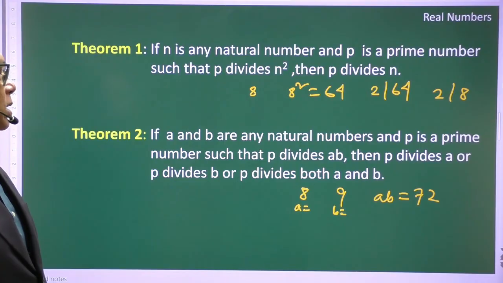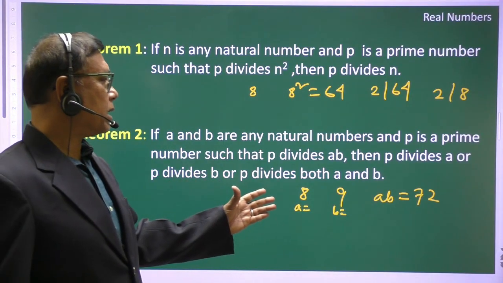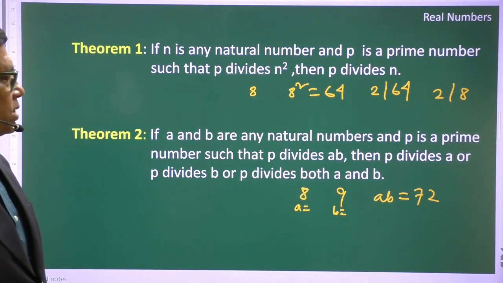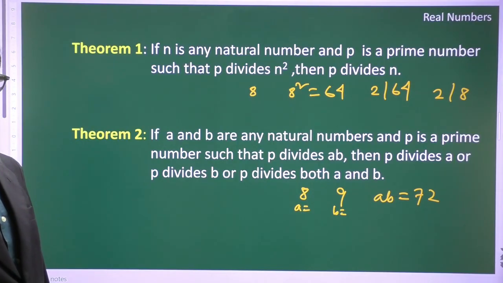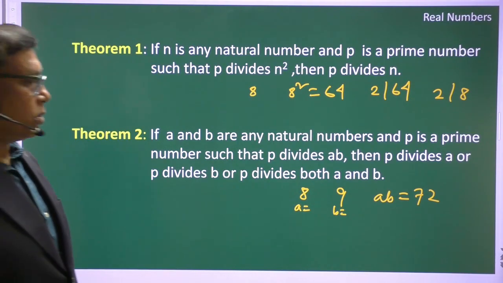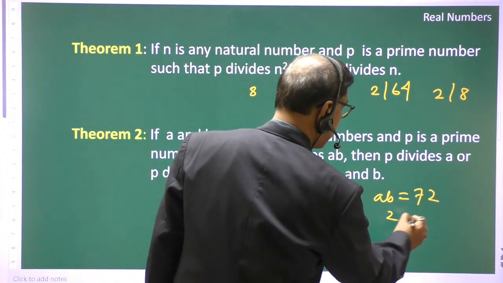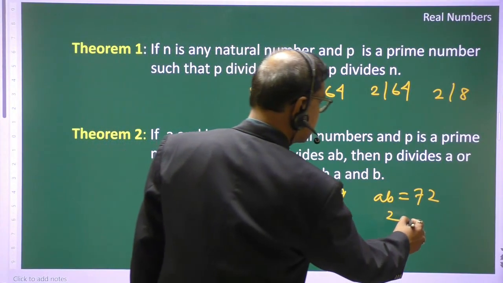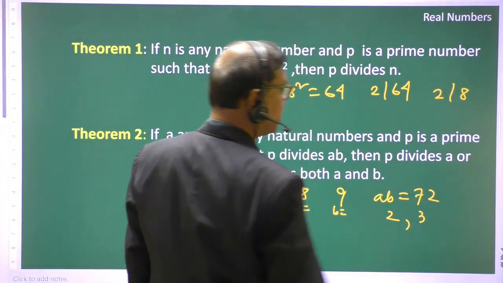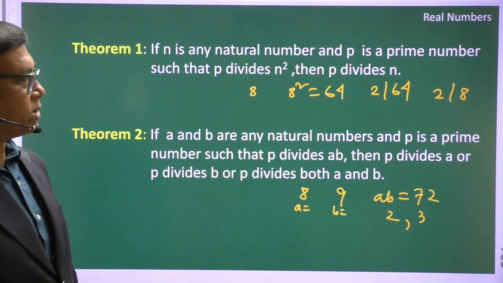Now a prime number p which divides ab, that is 72. Which one? 2. We can consider 2 is a prime number which divides 72. We can also consider 3, a prime number which divides 72.